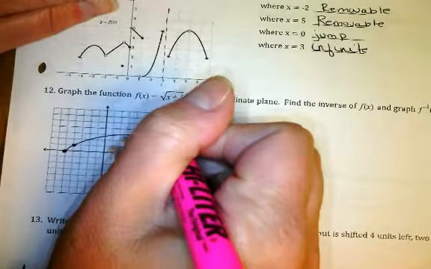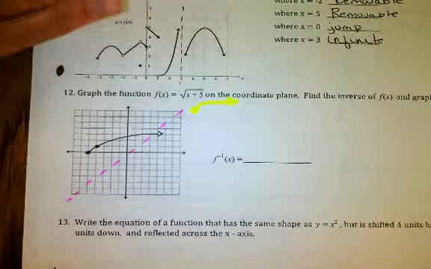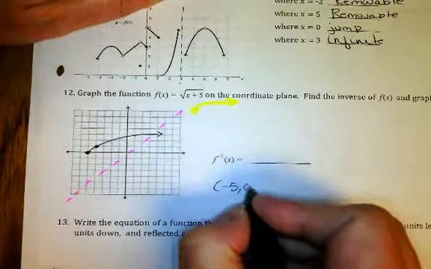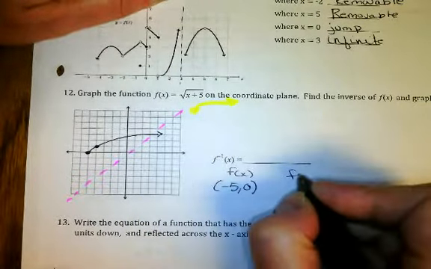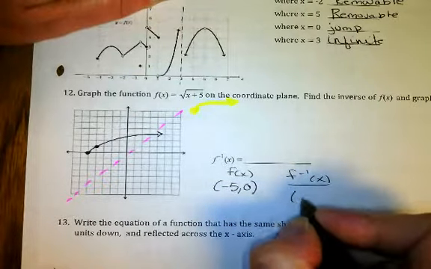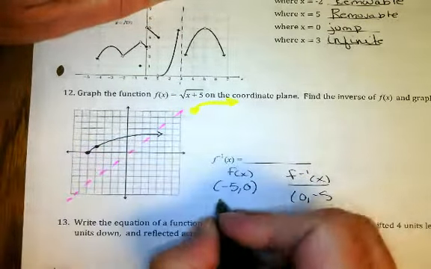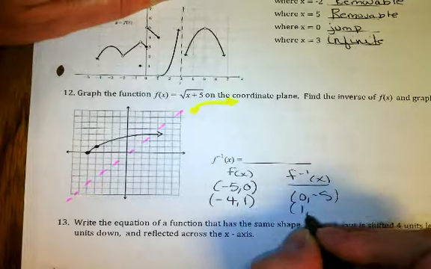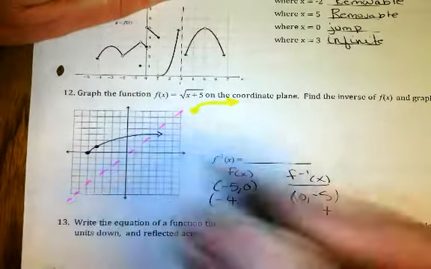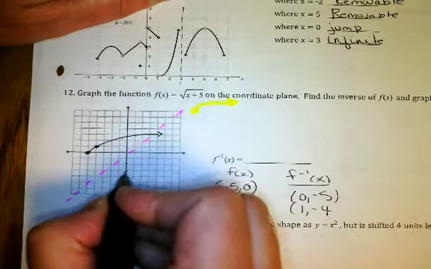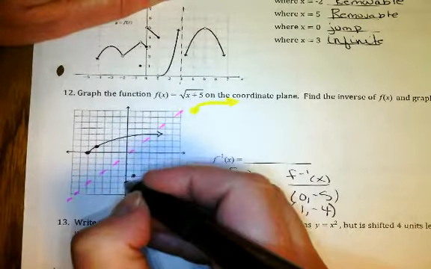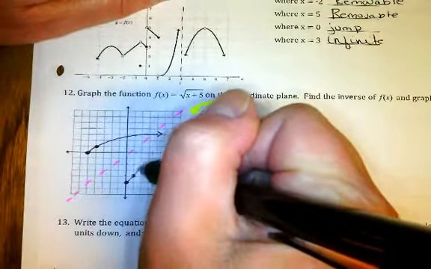Now all inverses reflect over the line y equals x. So I just chose the numbers. I chose -5, 0, which means that my inverse will have 0, -5. I also chose the point -4, 1, which means my inverse will have 1, -4. So I'm going to start with that one. I'm going to go 0, 1, 2, 3, 4, 5. All right, so there's that. And I'm going to do 1, -4. There's that. And then that should be enough to kind of create the curve there. So I'm just going to make sure I curve it up, and it should look something like that.